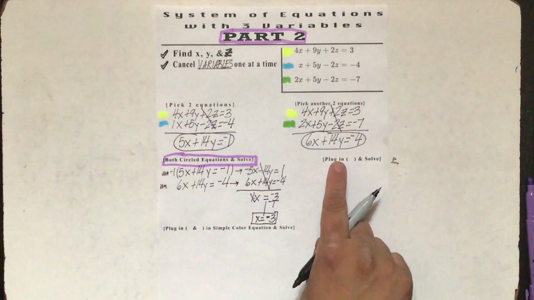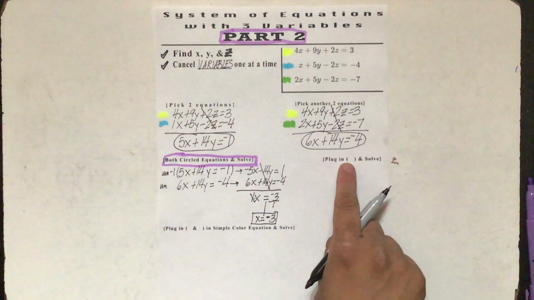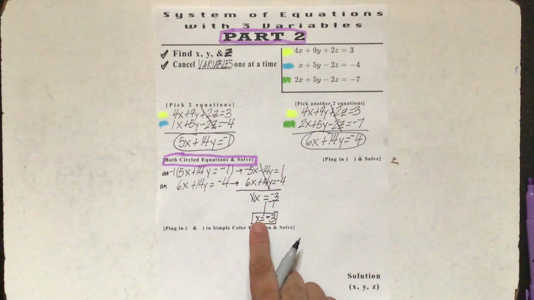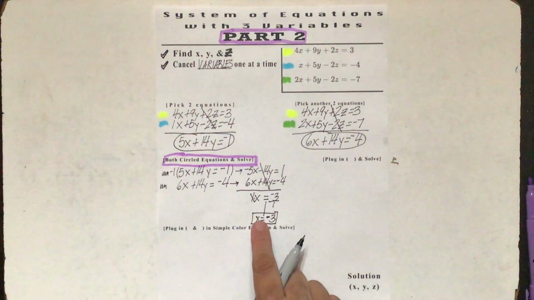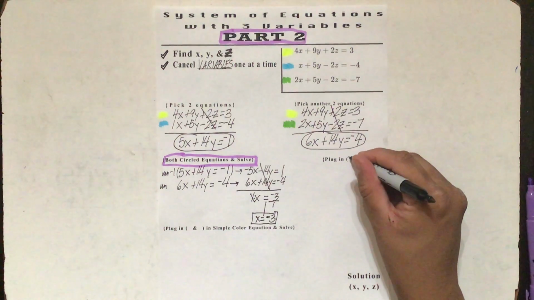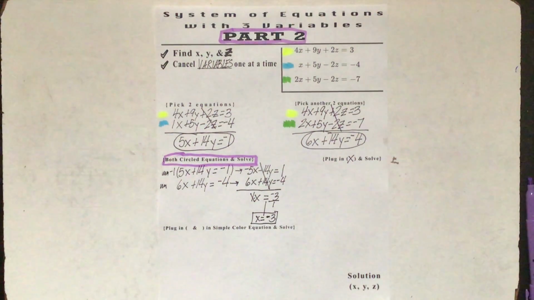Then I go to the right, okay? And it says plug in blank. Well, this blank is right here, look. I have my x. Plug in x and solve. So I have x, so I'm going to put in x right here.